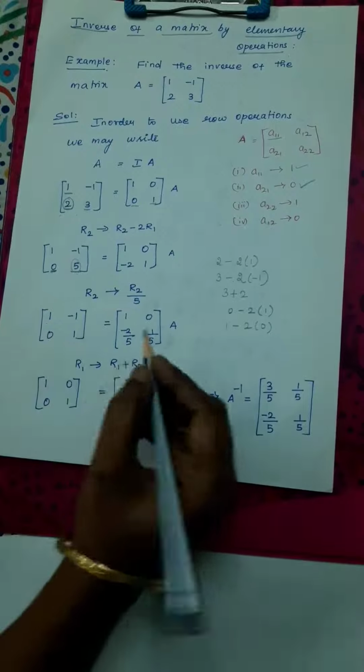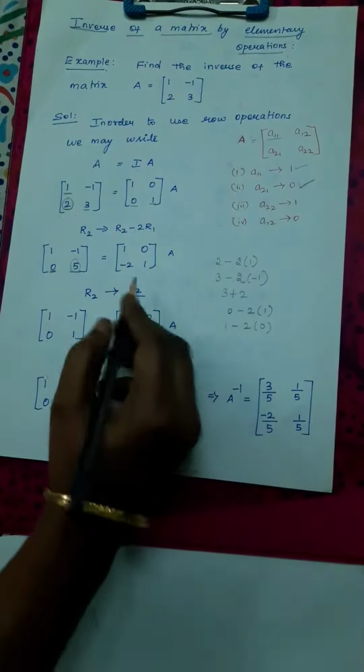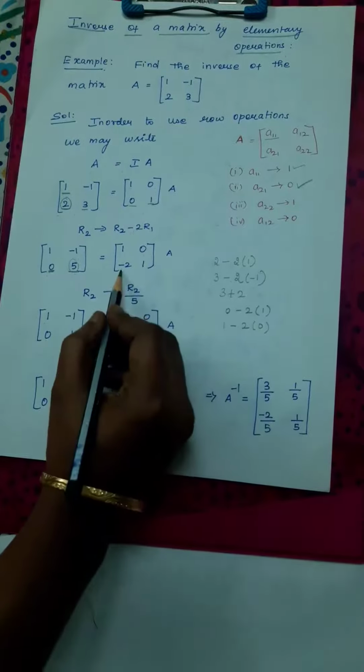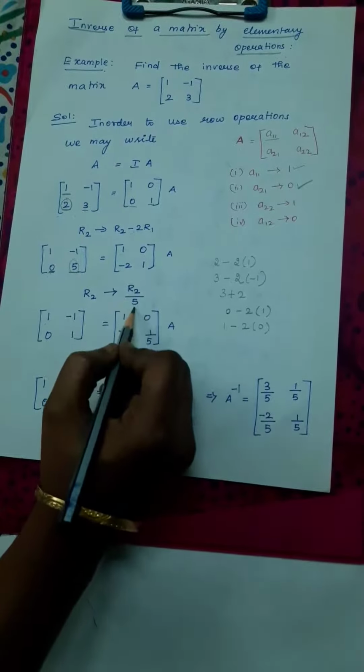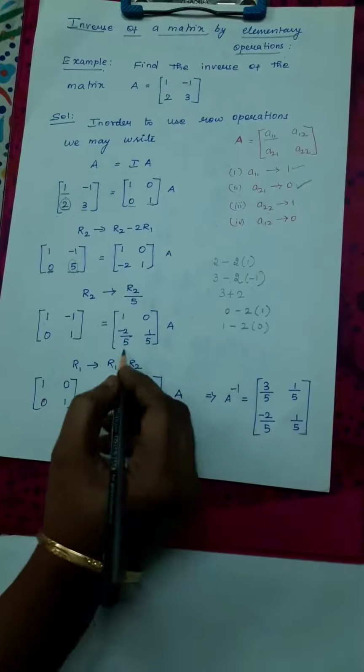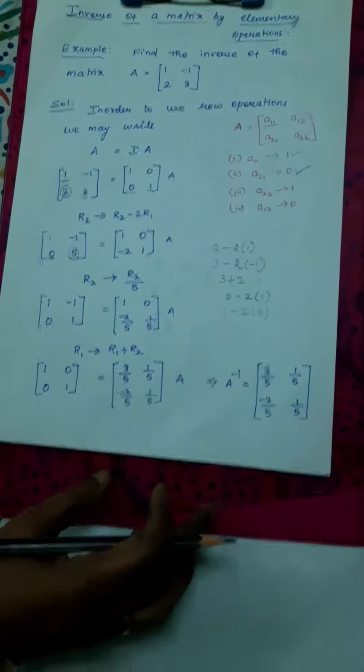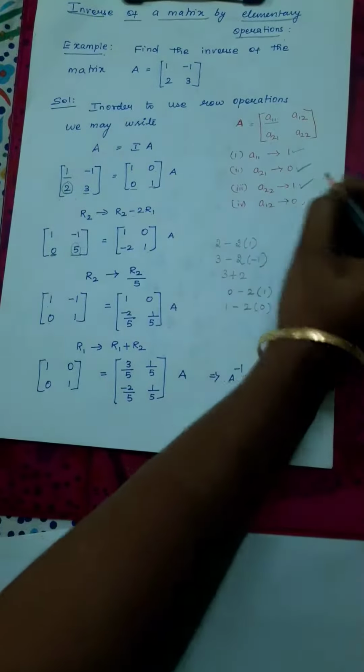So now this side is over. Now come to the RHS. Write row 1 as it is, 1, 0. Now take the second row. Row 2 divided by 5: minus 2 by 5, then 1 by 5. So now the third step is also over.